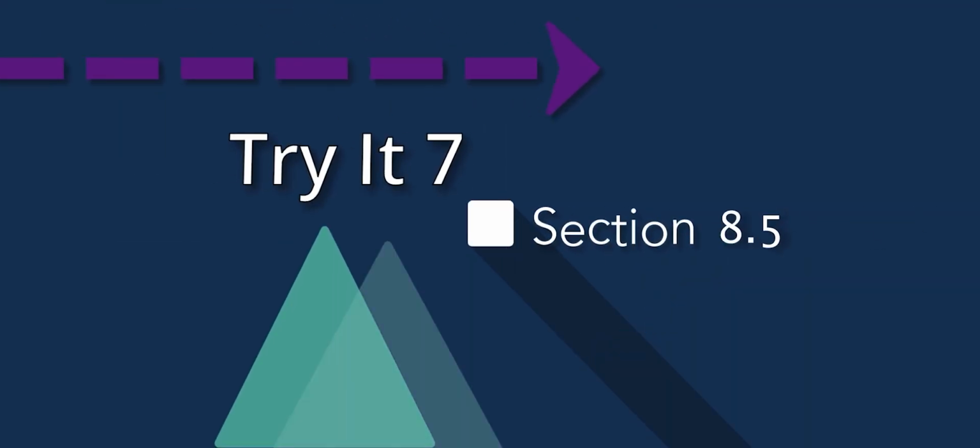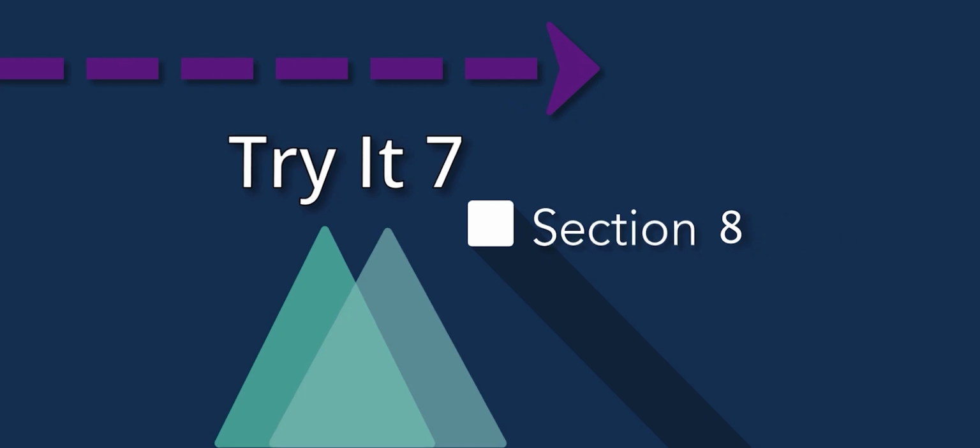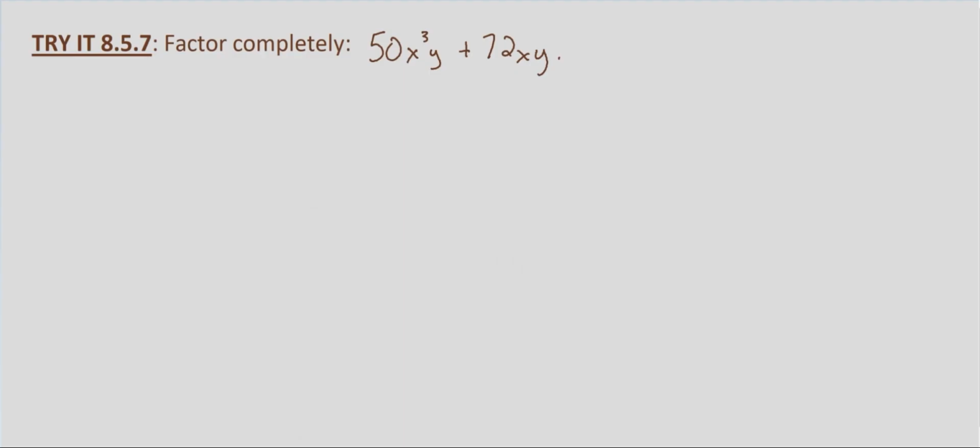So again, we're asked to factor completely a polynomial. Our first step is always greatest common factor. Is there a greatest common factor? So with this polynomial, we have 50x cubed y plus 72xy.